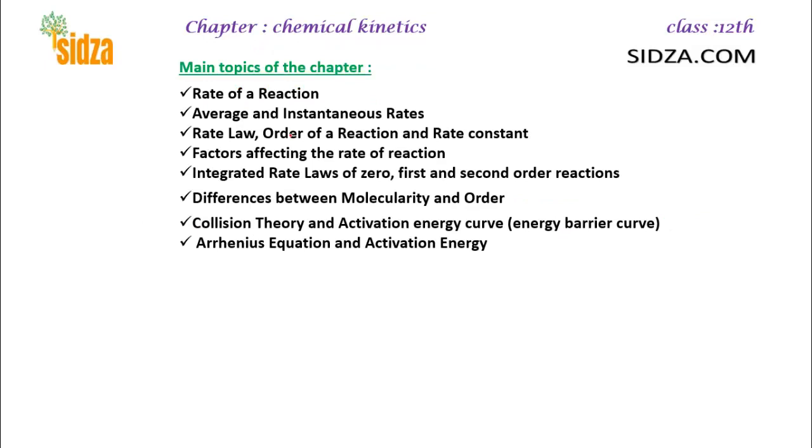So the main topics of chemical kinetics are: number one, we'll discuss how to write down the rate of a reaction and what the rate of a reaction actually means. Second, what is average rate and instantaneous rate? How are these two things different? Third, what is the rate law, order of a reaction, rate constant, and factors which affect the rate of a reaction. We'll also discuss the integrated rate laws of zero order, first order, and second order reactions.